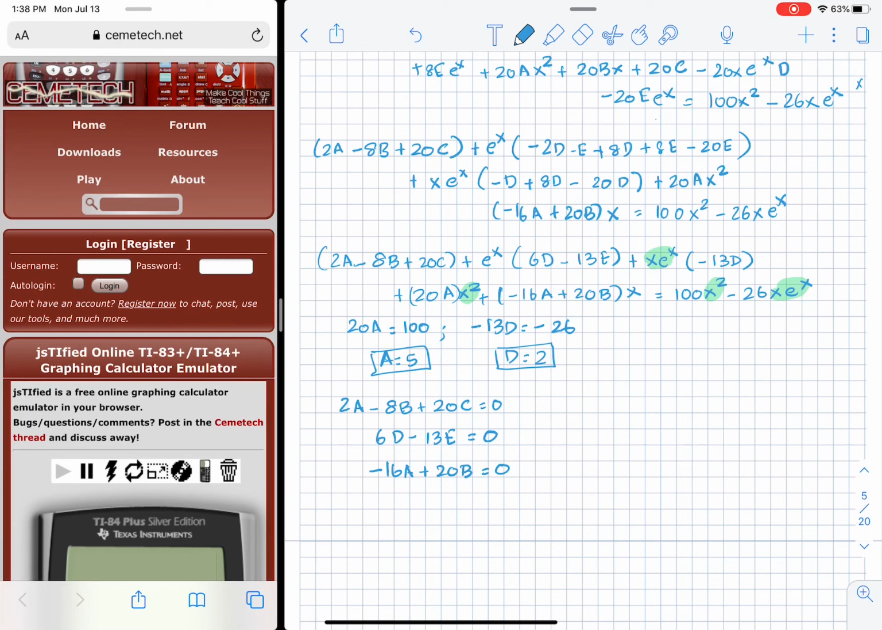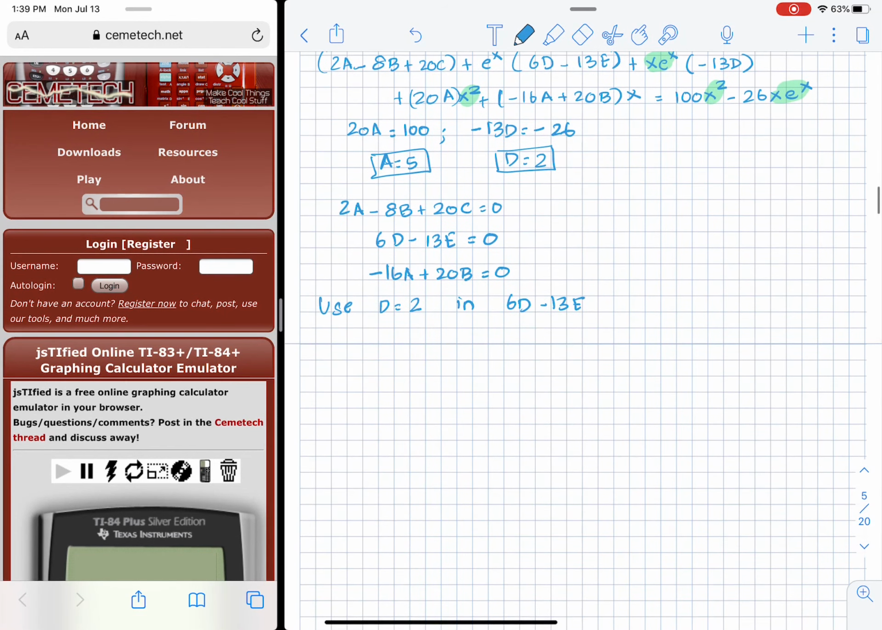Now, I know that d is 2 already, so since I know what d is, I can find e easily. So use d equals 2 in 6d minus 13e equals 0. So 12 minus 13e would equal 0. 6 times 2 is 12. Minus 13e would equal minus 12, which would mean e is 12 over 13. So we found e.